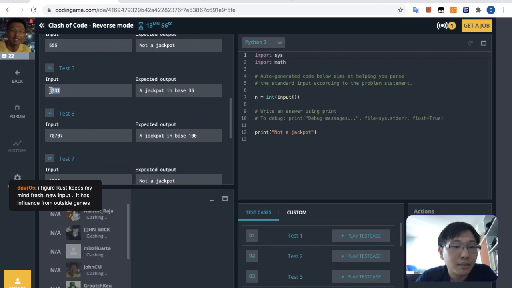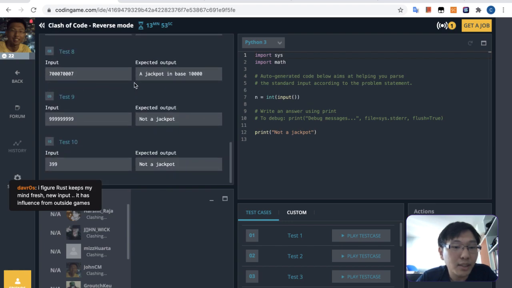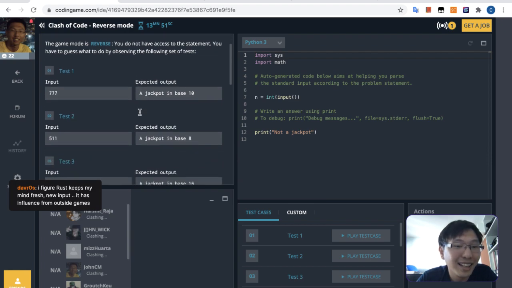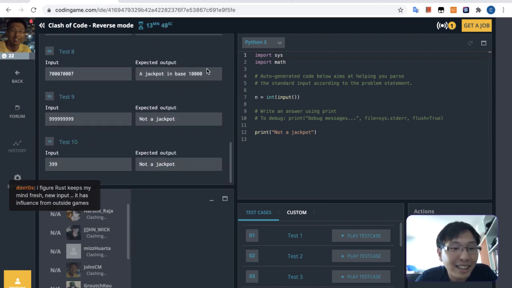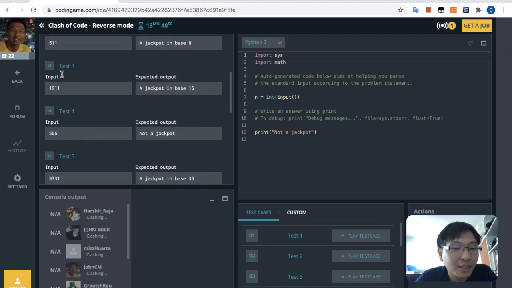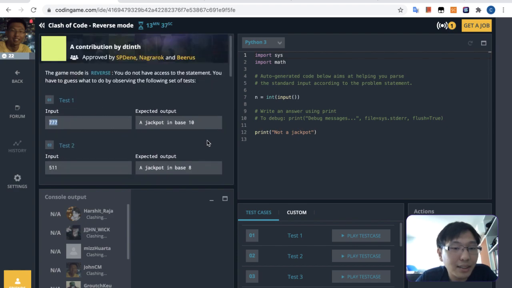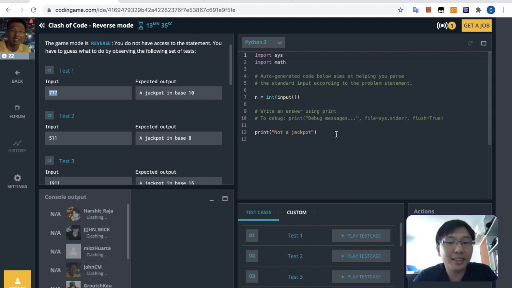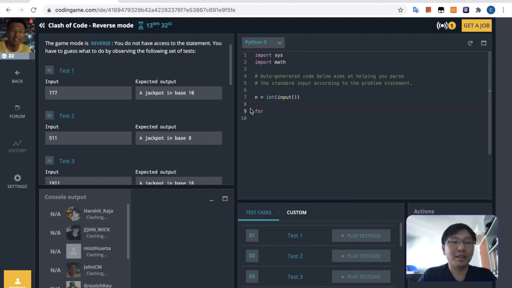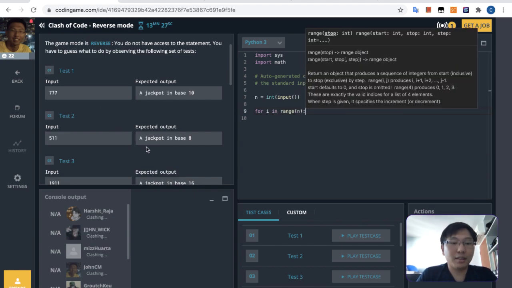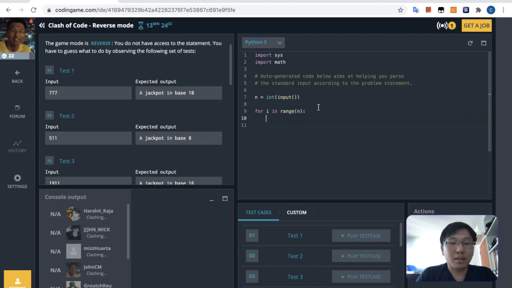Okay, so we have this. What is a jackpot? In base 10,000, I guess it's like 0007, right? 0007. Yeah, I guess a jackpot is 777 in base. Okay, so maybe we do for i in range n, do the base i and check if it's 777.